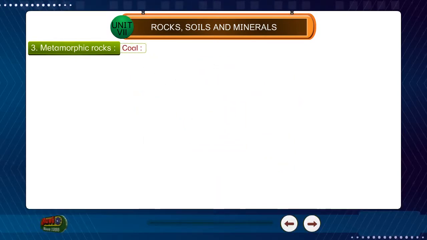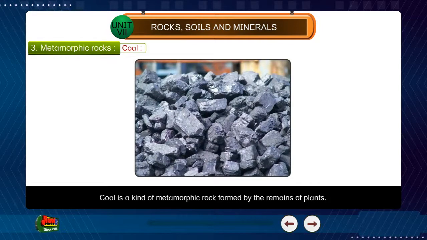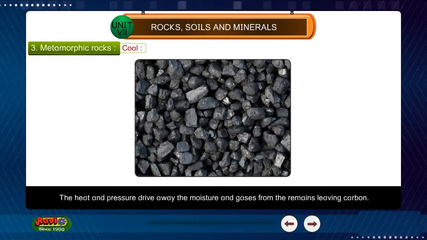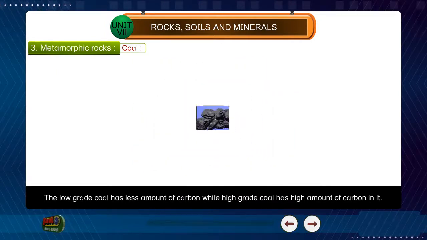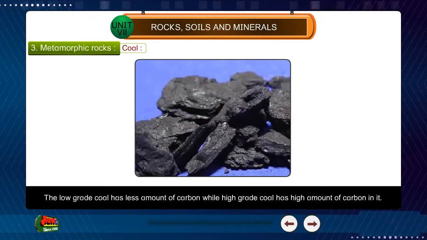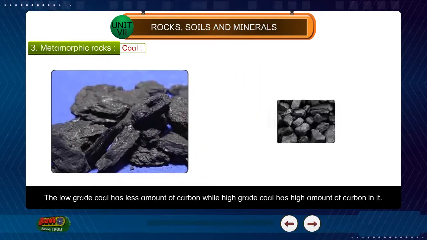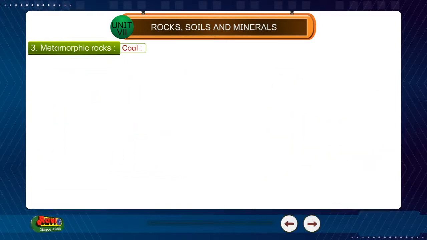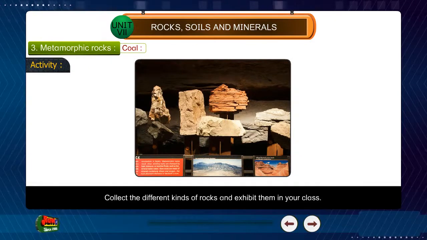Coal. Coal is a kind of metamorphic rock formed by the remains of plants. The heat and pressure drive away the moisture and gases from the remains, leaving carbon. The low-grade coal has less amount of carbon, while high-grade coal has a high amount of carbon in it. Activity. Collect the different kinds of rocks and exhibit them in your class.